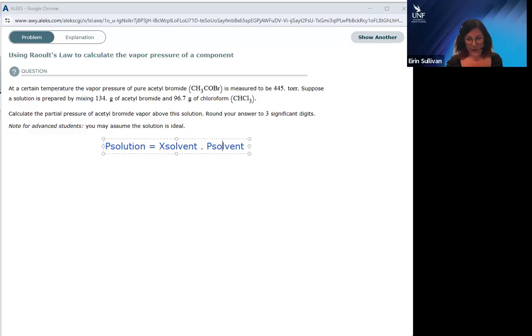I'll use that little symbol to say the pure solvent, right? We usually use a little symbol like that.